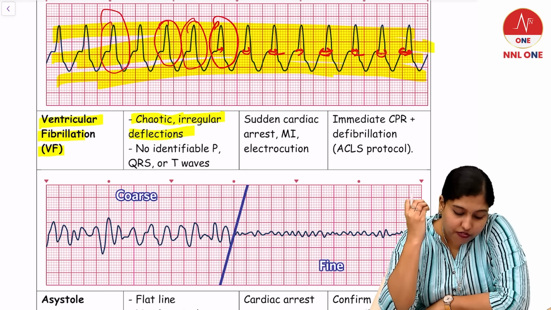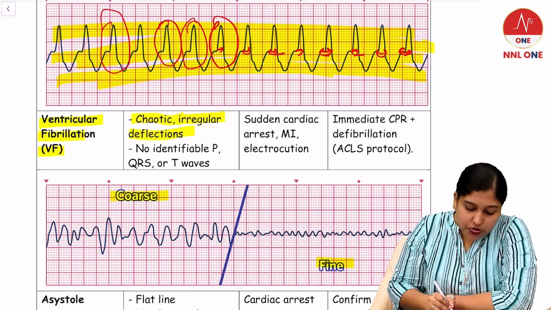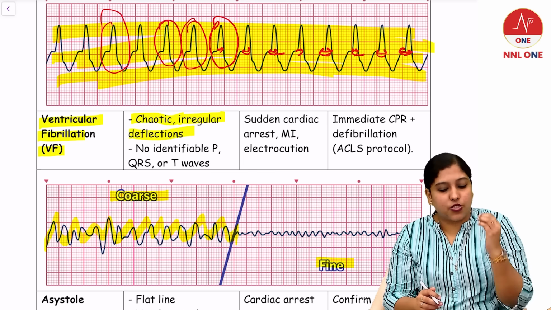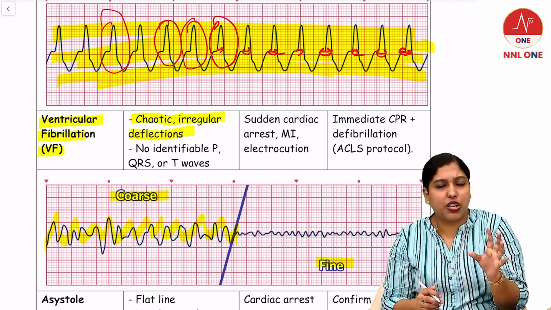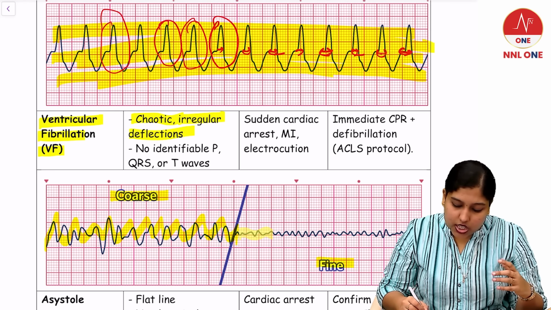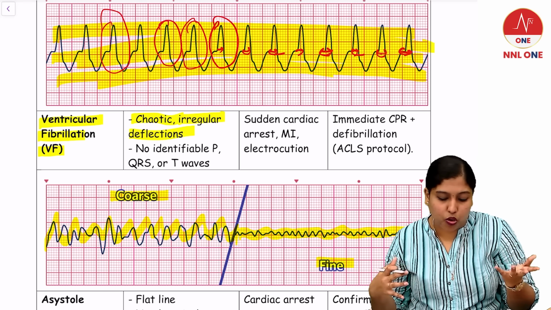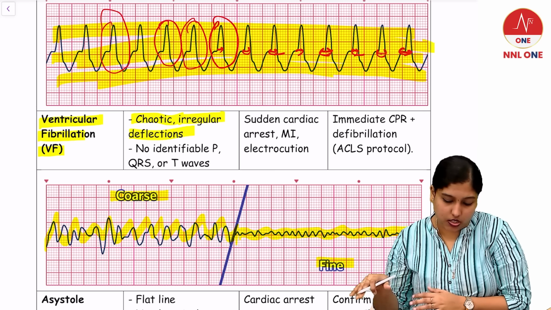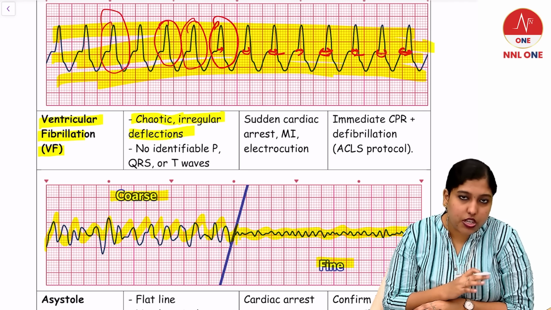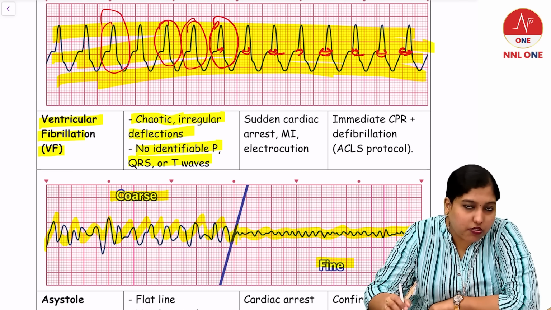In ventricular fibrillation, you have coarse VF and fine VF. Coarse VF is very much irregular. You cannot differentiate which is the P wave, which is the QRS complex, which is the T wave. Nothing can be differentiated in ventricular fibrillation. In fine VF, the deflections will be quite fine. Here it is totally abnormal, but in fine VF you can see the difference. This is how you differentiate between coarse VF and fine VF. There is no identifiable P wave or QRS complex.